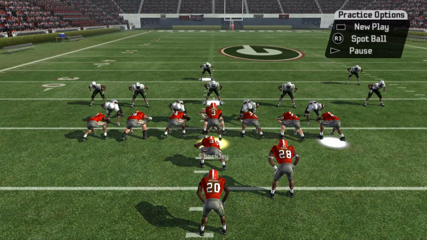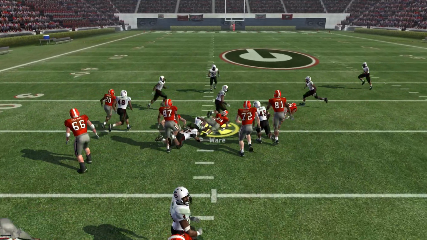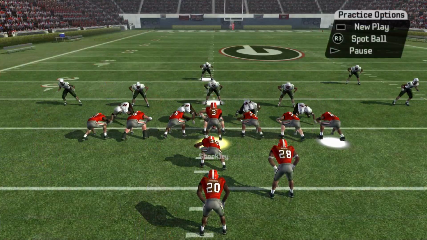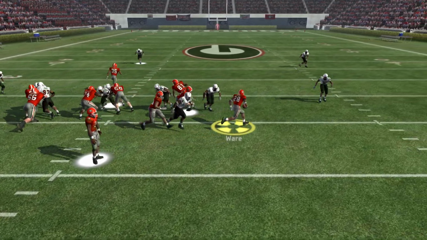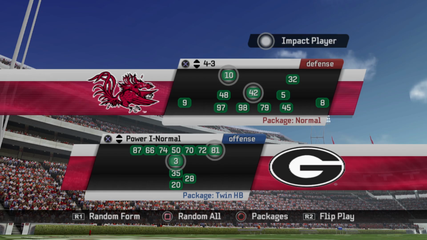Another reason I'm not a big fan of this play is I feel like I'm forced to go left regardless. I mean, I can try to force myself to go right. You can kind of do it, but again, you can't use the speed button. It's just another average play.